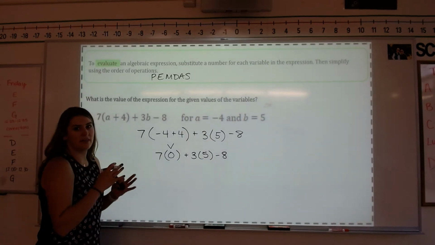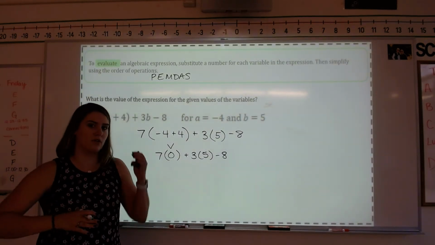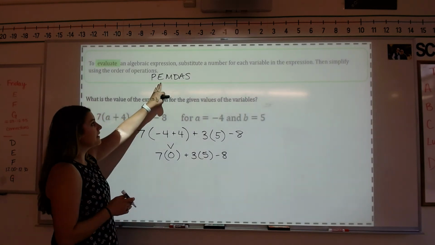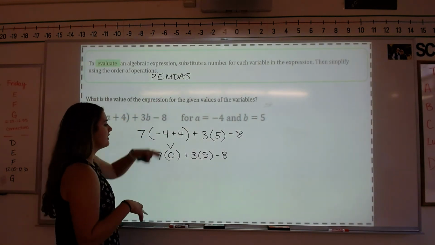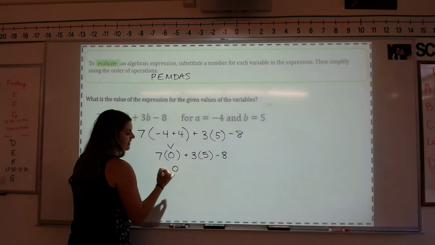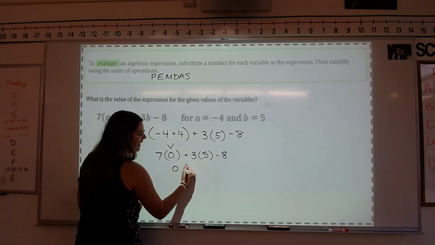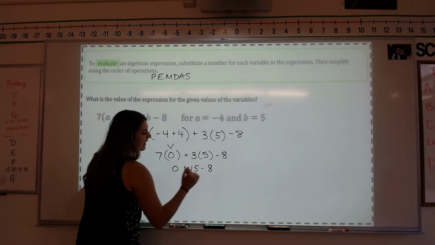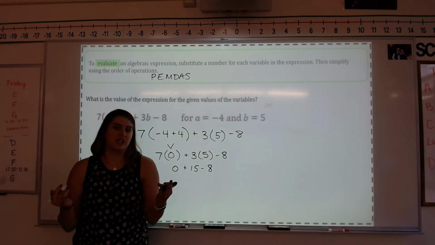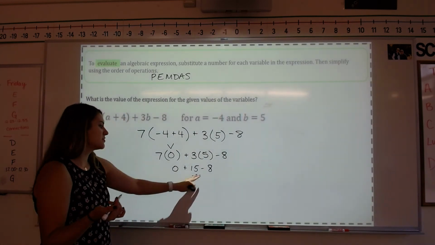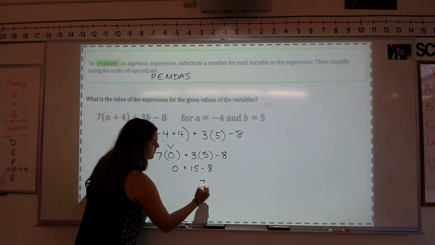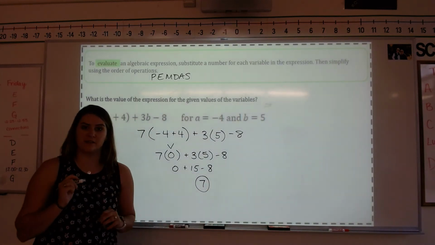Now you could have done that multiplication, it still would follow order of operations. So if you know some of those tricks, feel free to use it. Next would be exponents. We don't have any. So now I'm going to move to multiplication and division. 7 times 0 is 0. 3 times 5 is 15, and then I have -8. The 0 you don't even really need because 0 changes nothing when you're adding it. So really we're just looking at this 15 minus 8, which is going to leave us with +7 as our final answer.